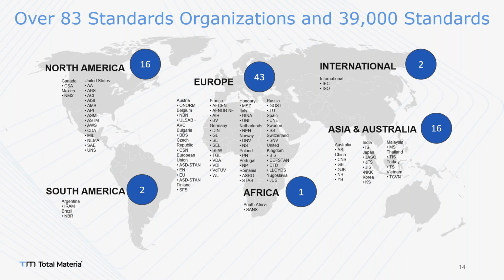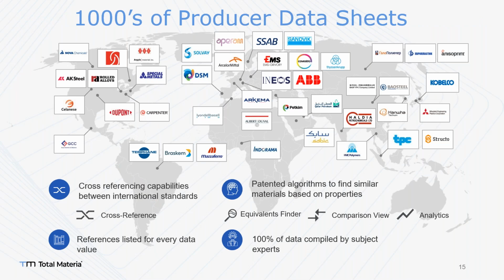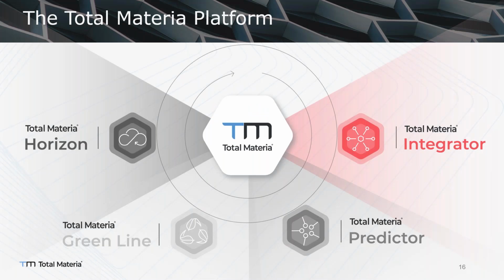We are providing over 83 standards organizations from all around the world. Whatever they say this material is, you will be able to find the equivalent in your location, and you will be able to translate this designation into your language. Thousands of producer data sheets combined with 83 national standards. So we have everything. All you need to do is contact us and ask if you can find everything you're looking for or not.